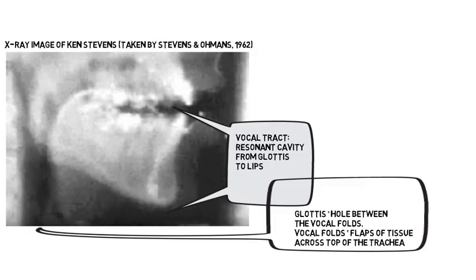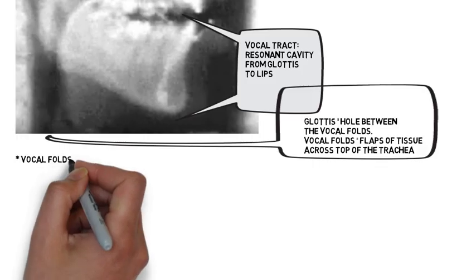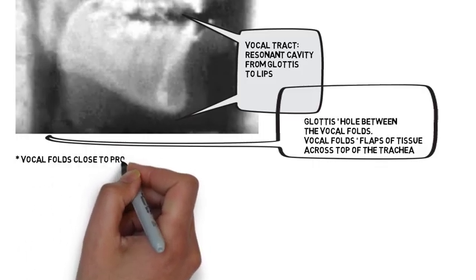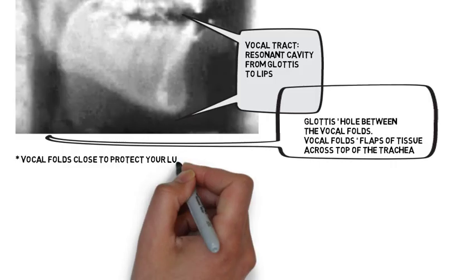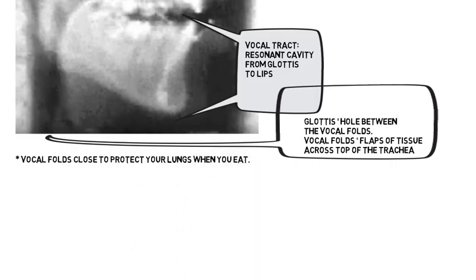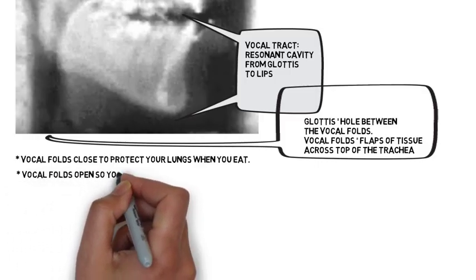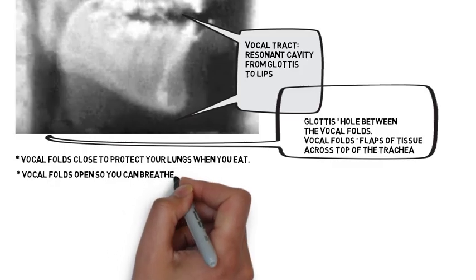The vocal folds are these flaps of tissue that close off across the top of the trachea. And the main purpose of the vocal folds from a survival point of view is that they close to protect your lungs when you eat. As you know, the pharynx branches into two tubes at the bottom of the pharynx. One tube goes to your stomach and one tube goes to your lungs. And when you eat, you want to close off the lungs so that you don't get food in your lungs. But of course, sometimes you also want to breathe, and so the vocal folds have to be able to open so that you can breathe.